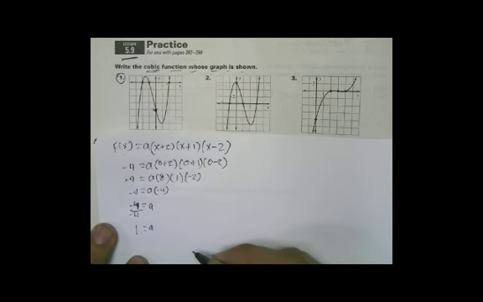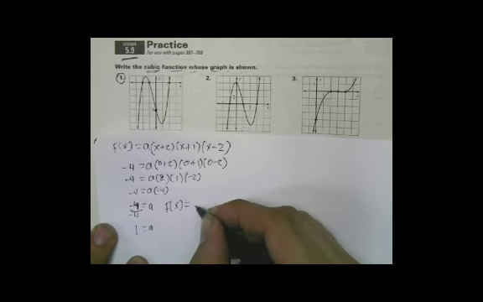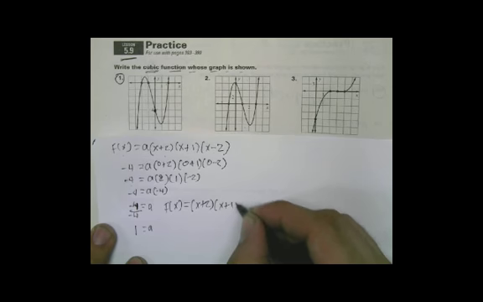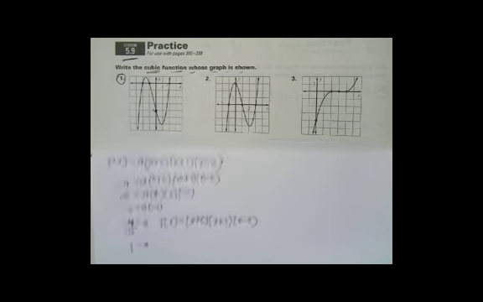So the final solution is going to be f of x equals simply 1 for a, so it's just x plus 2 times x plus 1 times x minus 2 is the final answer. Okay, let's do the next one. Let's find a cubic function whose graph is this.